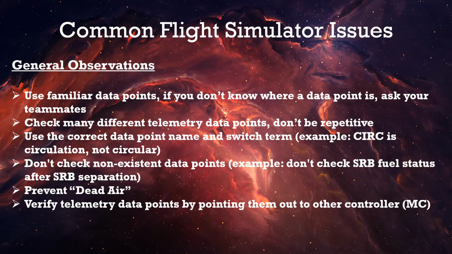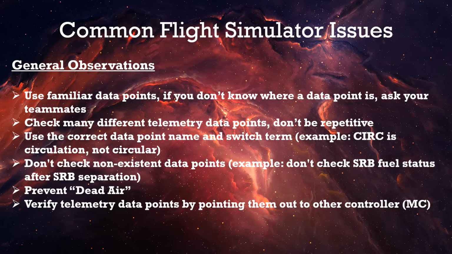On the same idea, check many different telemetry data points. Don't be repetitive. There are some you will keep going back to, such as oxygen or carbon dioxide levels. Those are critical to the flight, and those are in the environmentals on the pilot's data panels. But also make sure you mix it up. Some important ones during launch, from liftoff to SRB jettison to MECO, main engine cutoff, are fuel status. You can check the fuel status of the solid rocket boosters, the SRBs, and also of the external tank.